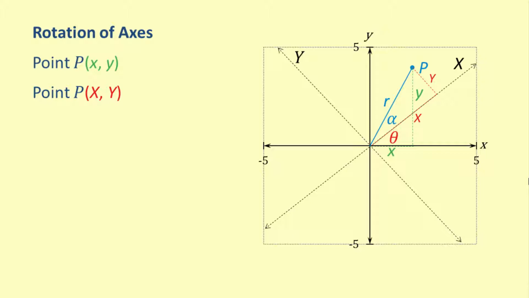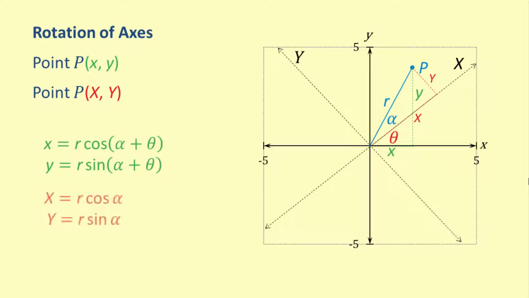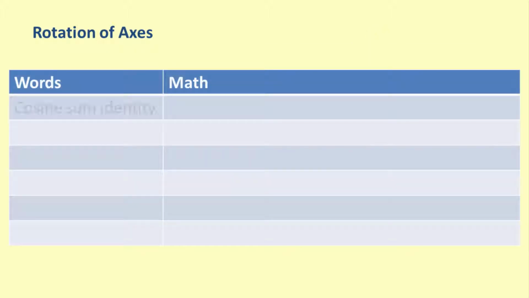We can now represent point P in polar coordinates using the following relationships. x equals r times cosine of the quantity alpha plus theta, y equals r times sine of the quantity alpha plus theta, capital X equals r times the cosine of alpha, and capital Y equals r times the sine of alpha. Now we can derive the rotation of axes formulas.